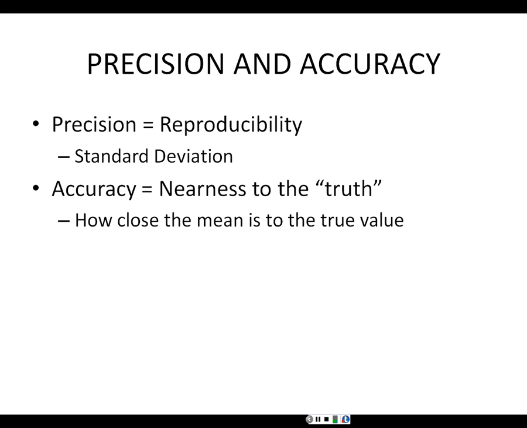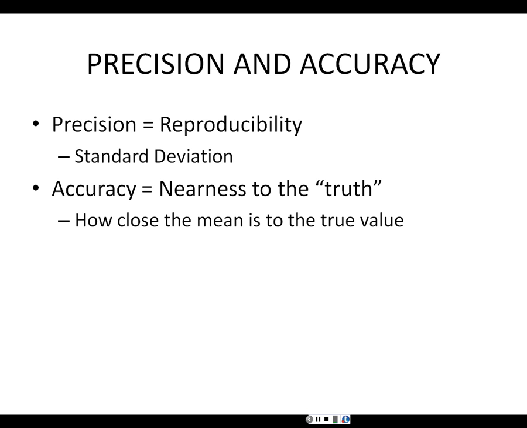The other thing that we're interested in looking at in our data is precision and accuracy. Precision refers to the reproducibility of our data. If I take one single sample and I analyze it by the same method 10 different times, how close are those 10 different results going to be? Can I reproduce the results? Do they fall within a tight cluster? Statistically, we measure that with the standard deviation.